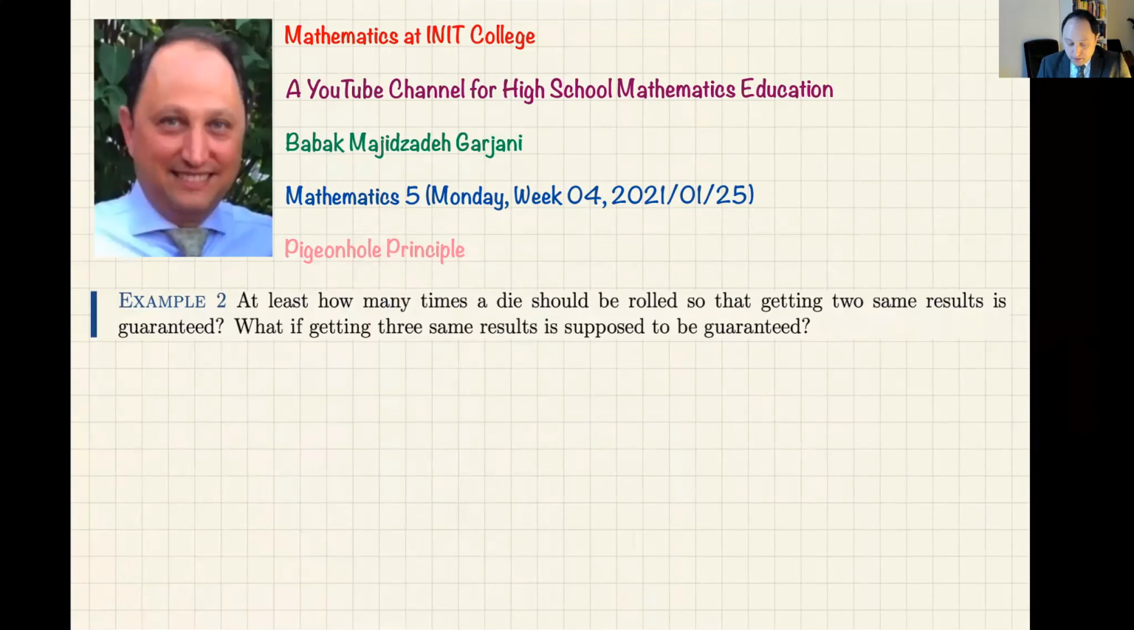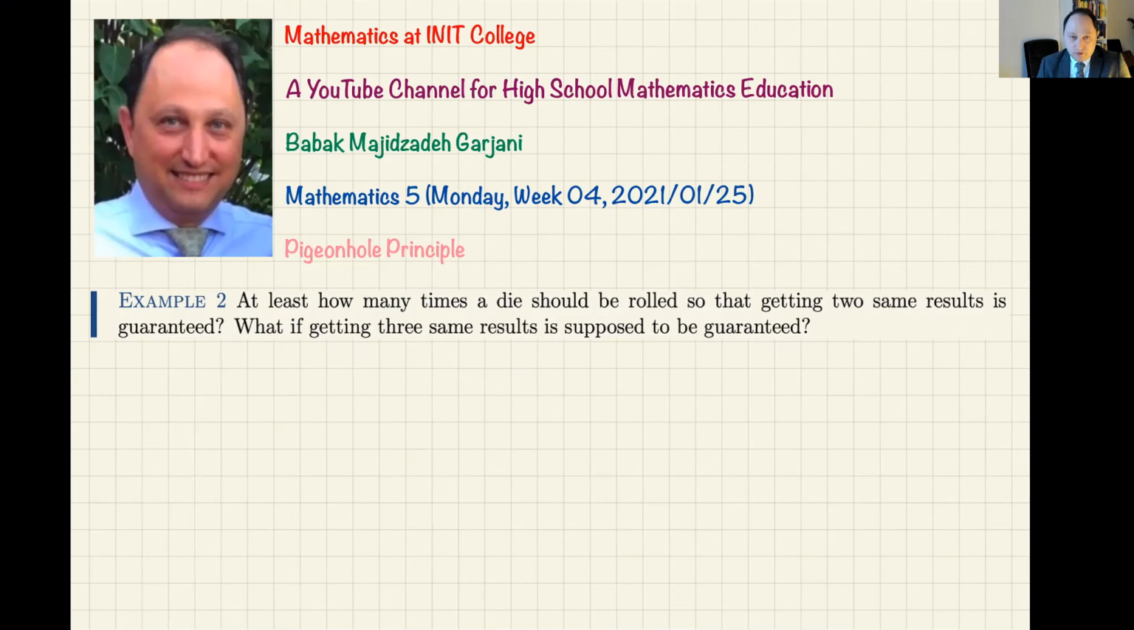Okay, how do you answer this question? At least how many times a die should be rolled so that getting 2 same results is guaranteed? What if getting 3 same results is supposed to be guaranteed? You have just a normal die with 6 faces, 1 up to 6.